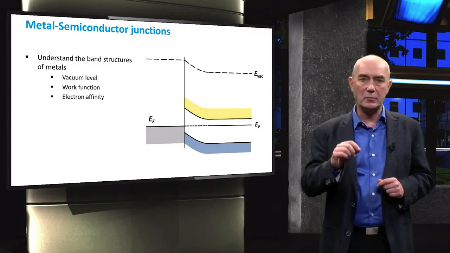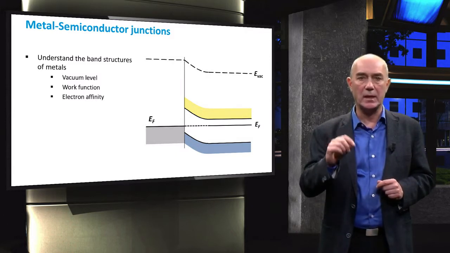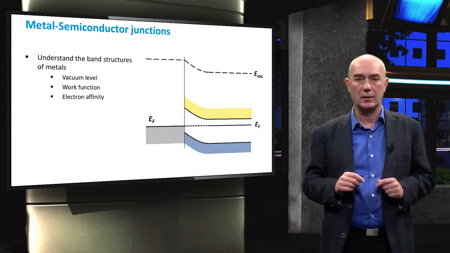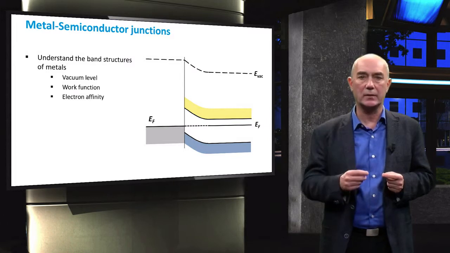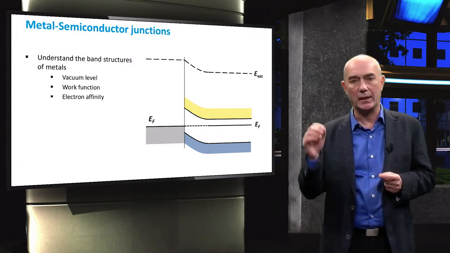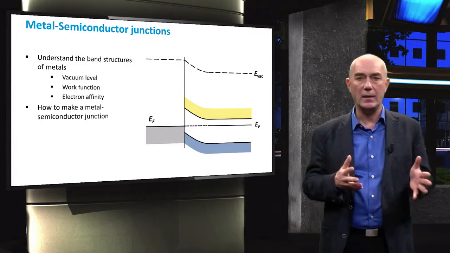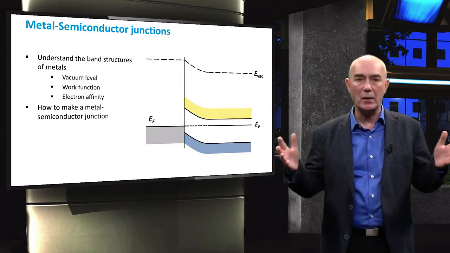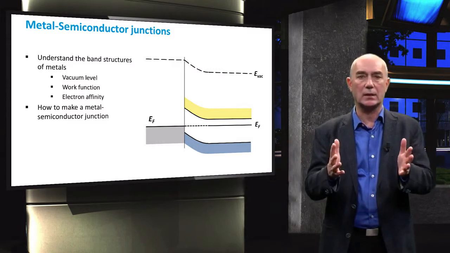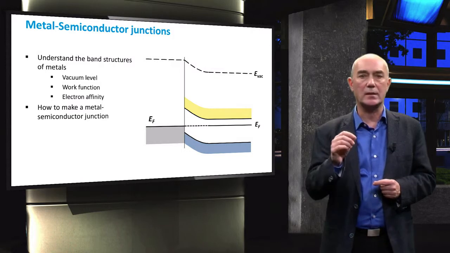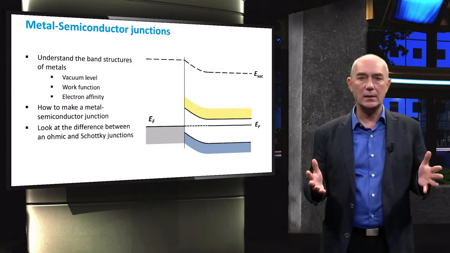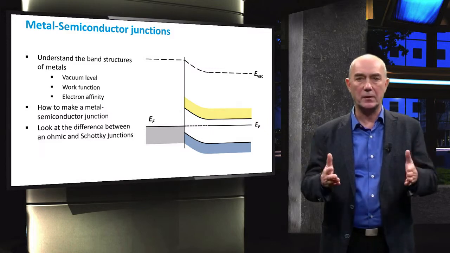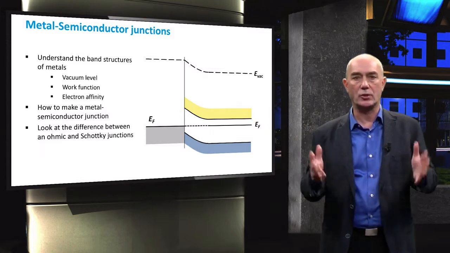We will start with an explanation of the energy band structure of metals. By doing so, we will introduce the concepts of the vacuum level, work function, and electron affinity. Then, we will explain to you how to make a metal semiconductor junction and what its implications are on device performance. Lastly, we will focus on the difference between ohmic and Schottky contacts.